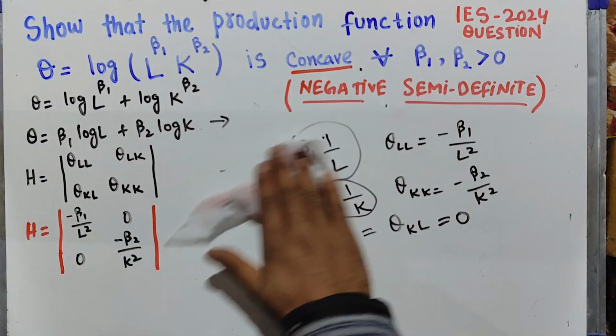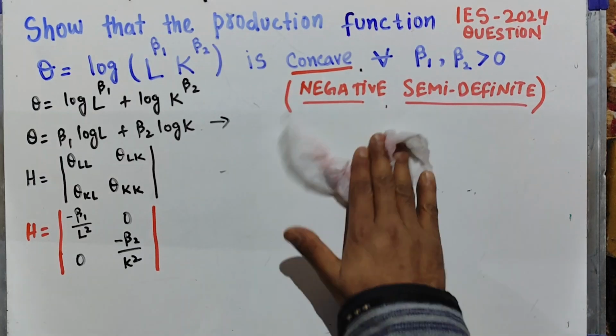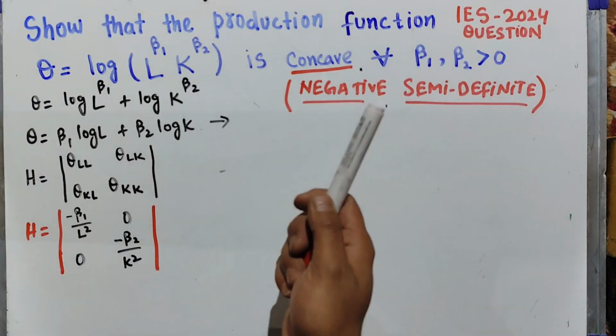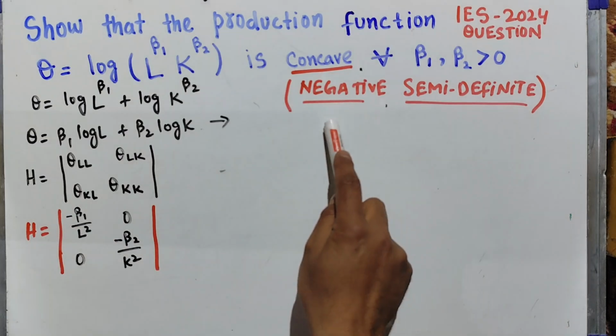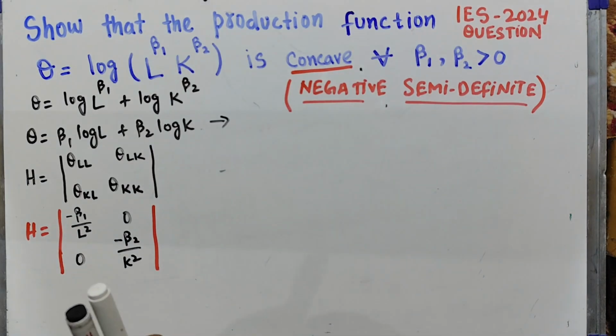Now let me rub this out. Now to prove the given production function is concave, I need to prove that H is negative semi-definite. Okay. Here you can also see that H is a symmetric matrix.